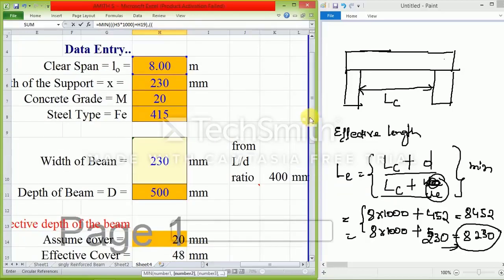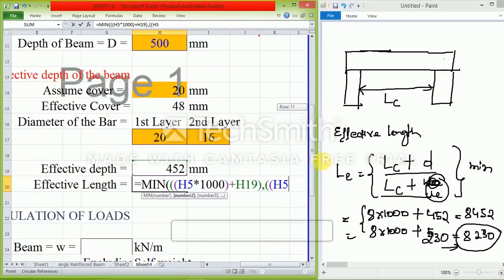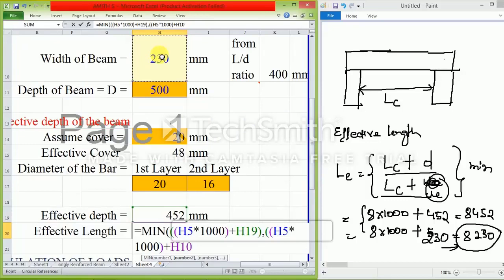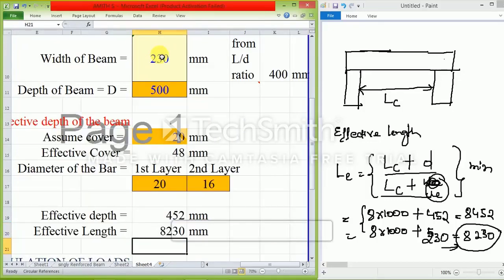Then clear length, that is 8 into 1000. Fine, I am closing the bracket again, plus width of the beam. So what is the width of the beam? I am clicking here. I am just closing two brackets, 8230. See, I can prove here that there is 8452 and 8230. I got the minimum value, that is 8230. That is the cheat code, which is MIN, minimum of those two things.